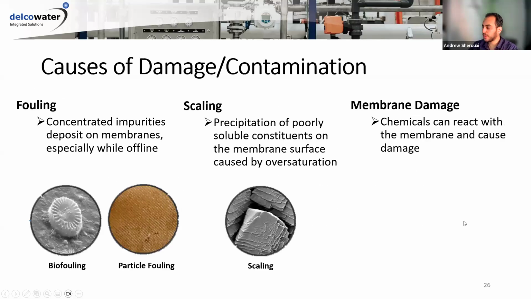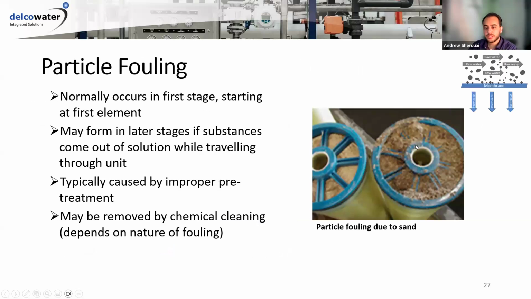Now, from an operational perspective, there are a few things to watch out for when operating an RO or NF plant. The first one is fouling, whether that's bio or particle fouling. The other one is scaling. Fouling is when things clog up the membrane. Scaling is when dissolved constituents in the water come out and scale on top of the membrane. And then membrane damage; chlorine is a big one. It reacts with the polymers of the membrane and degrades them. So first, membrane particle fouling.